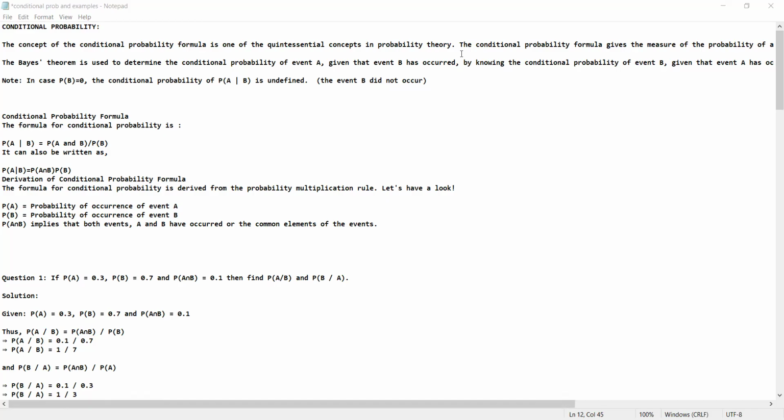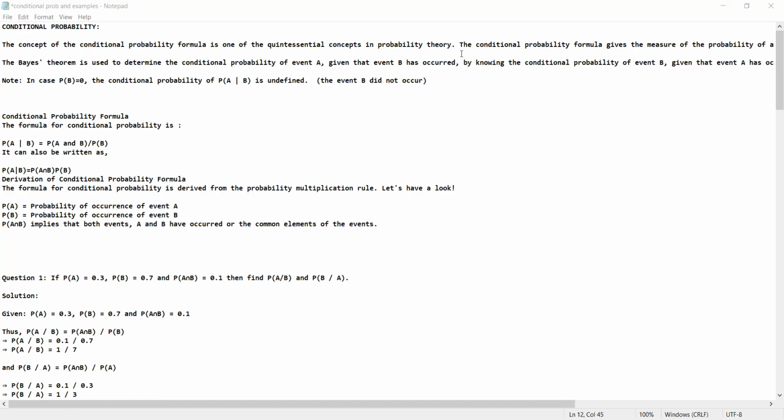Conditional probability is a measure of the probability of an event occurring, given that another event is already known. There are two events. So already we know one event, and by using that known event, we measure the probability of the other event.